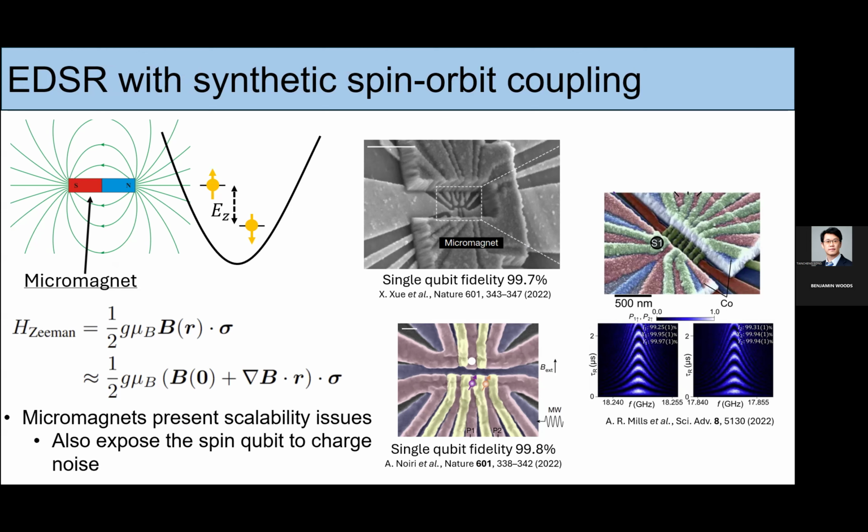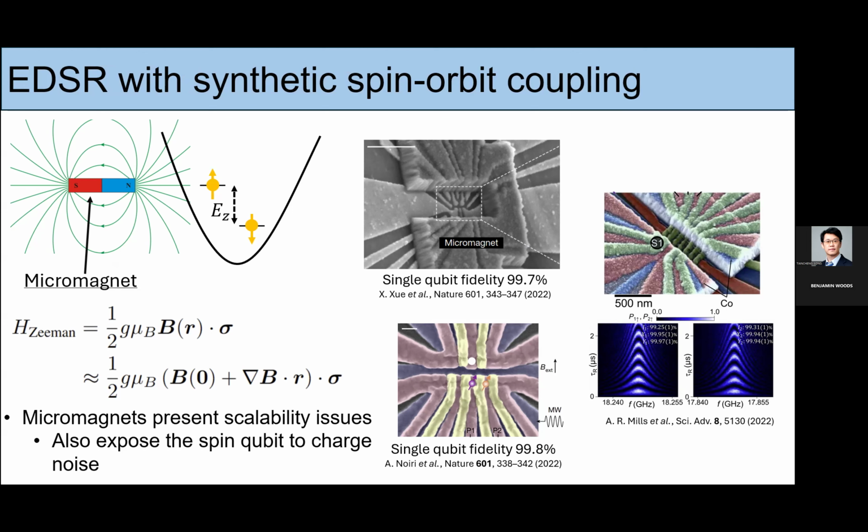Another issue is that it also exposes the spin qubit to charge noise. So if you remember, I said that when we were looking at the charge qubit, we had a direct coupling between the qubit's basis states, the left and right charge states, to charge noise in the system. And the whole motivation for looking at spin qubits was that they're not supposed to be perturbed by this electric field noise, at least not nearly as much as the charge qubit. But now let's think about why it is that this exposes the spin qubit to charge noise.